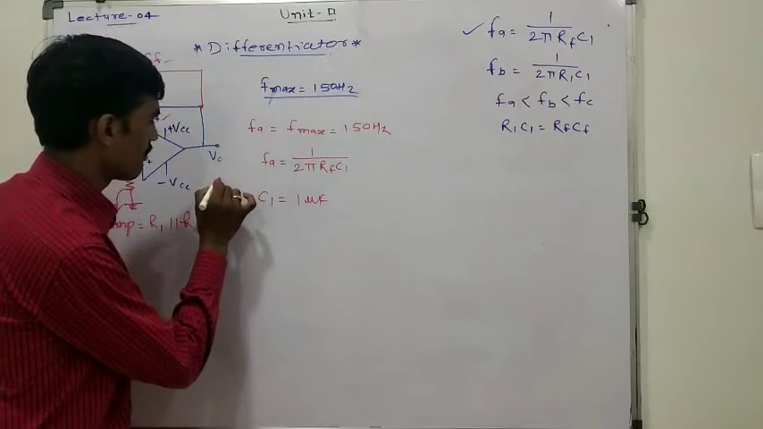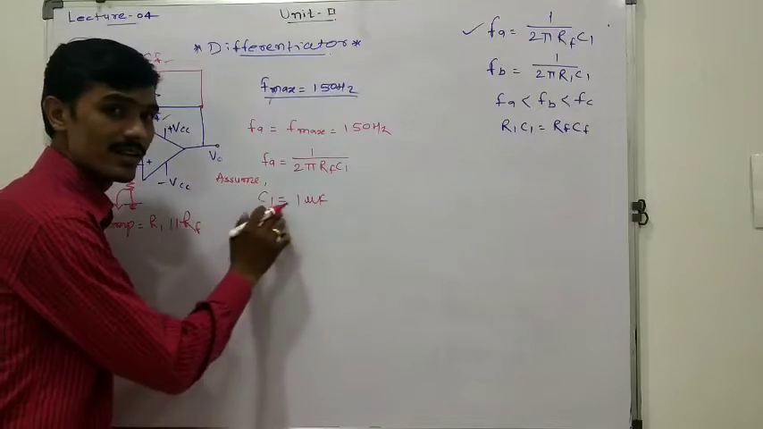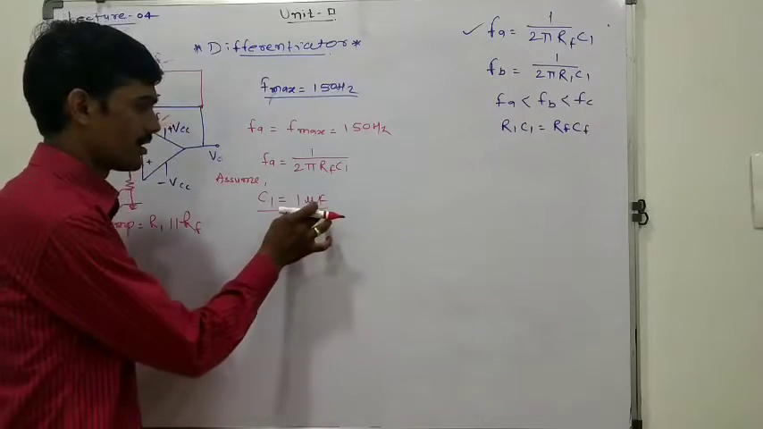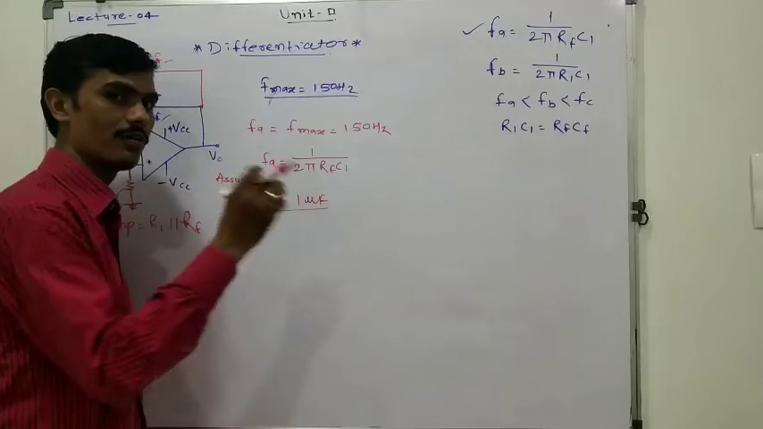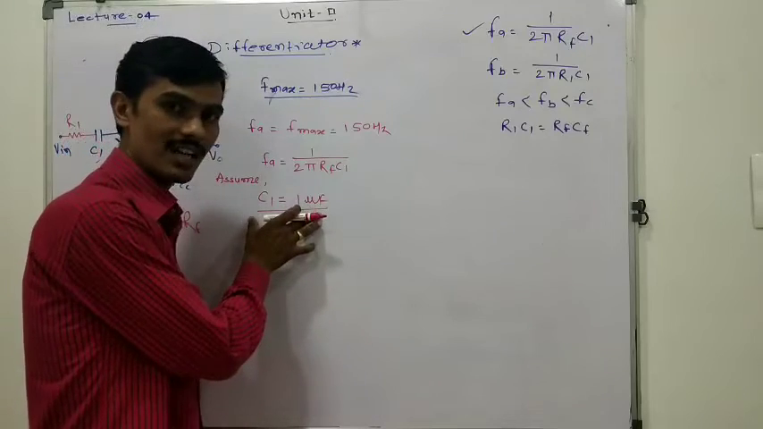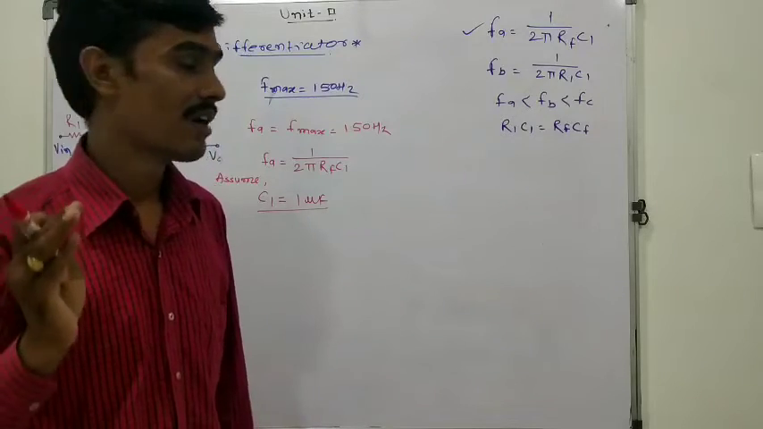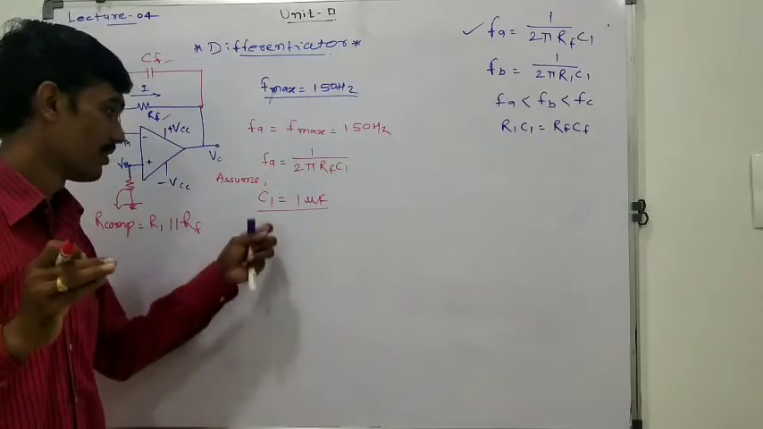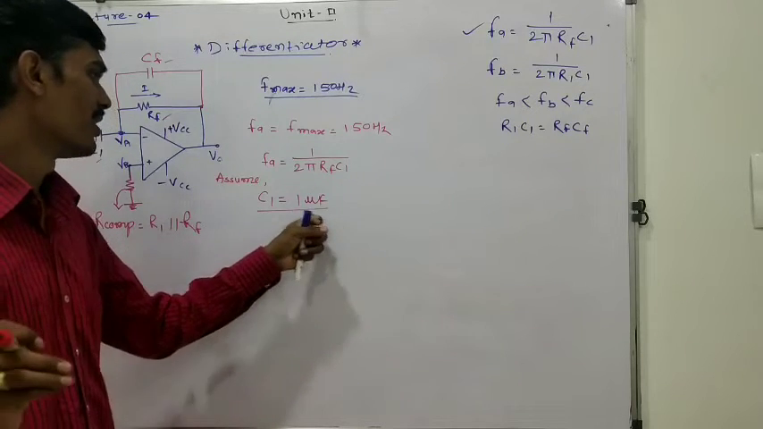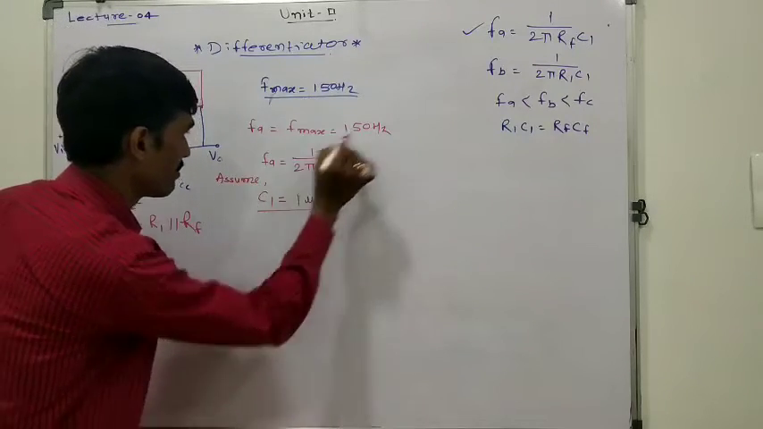Here we have to select, or we can say select, C1 as 1 microfarad. That is to be an assumption. You may take this as 0.1 microfarad, or you can take 0.01 microfarad, or 1 microfarad. According to the capacitor value, the remaining component values, that is RF, CF and R1, are changed because it depends on the assumption. What we are assuming is capacitor C1. Here I am assuming C1 as 1 microfarad. So from this formula, FA is nothing but 150 Hz.